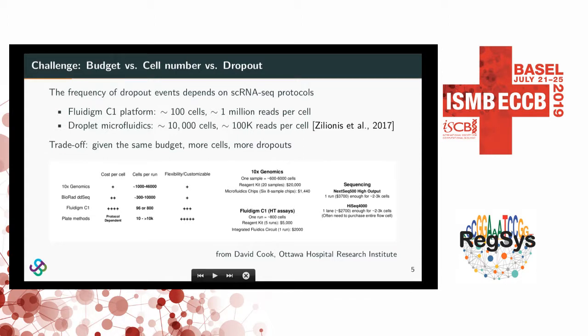Given the same budget, there's a trade-off between the number of cells to sequence and the number of dropouts you obtain. So let's just use two platforms, Fluidigm C1 and Droplet Microfluidics, in contrast. We can see one sequences hundreds of cells, but you get a million reads per cell, while the other sequences 10K cells, but you only get 100K reads per cell. So given the same budget, if you want to sequence more cells, you will get more dropouts.